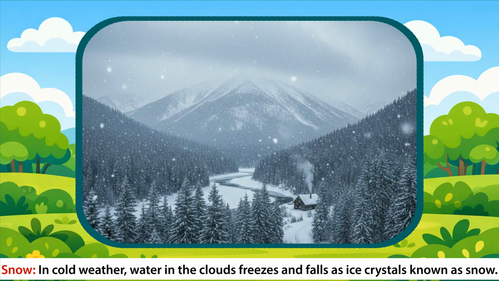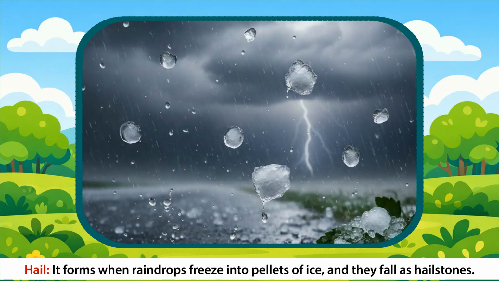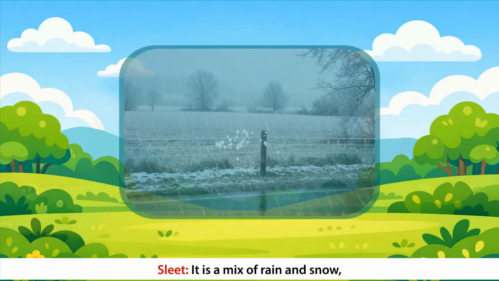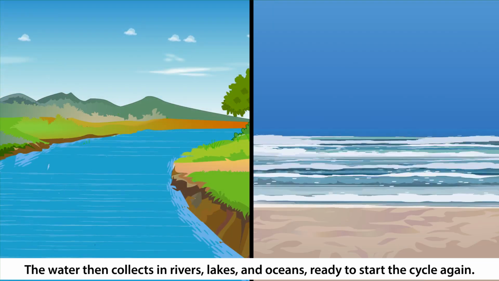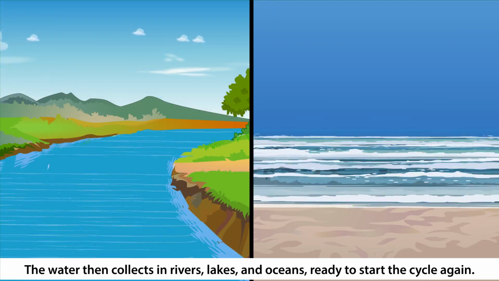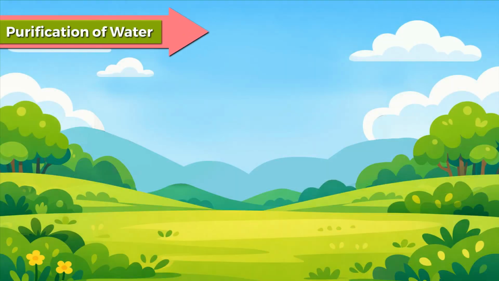Snow. In cold weather, water in the clouds freezes and falls as ice crystals, known as snow. Hail. It forms when raindrops freeze into pellets of ice and they fall as hailstones. Sleet. It is a mix of rain and snow, where the raindrops freeze before they reach the ground. The water then collects in rivers, lakes, and oceans, ready to start the cycle again.